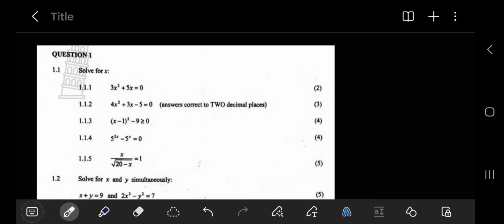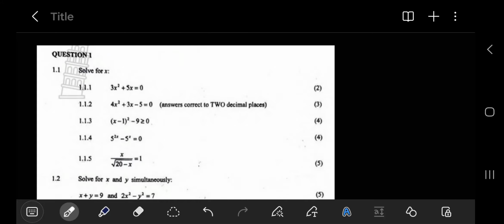What this means is that the algebra you'll be tested on is mainly based on concepts from grade 10 and grade 11. So in this video, as well as the next few, we're going to revise those core concepts. But we'll be using questions from grade 12 past papers so that you're exam ready for term 2. So in this question, 1.1 starts off with solving for x.